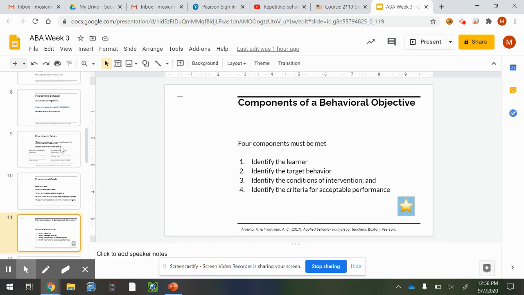Components of a behavioral objective. So these are 4 components that must be met. Notice there's a star there, so note this for next week. 4 things your behavioral objective needs to have. It needs to be able to identify the learner. So who is our learner? Who are we talking about? Identify the target behavior. What do we want them to do? Identify the conditions of the intervention and the criteria for acceptable performance. And we're going to go over each of these in a little more detail.